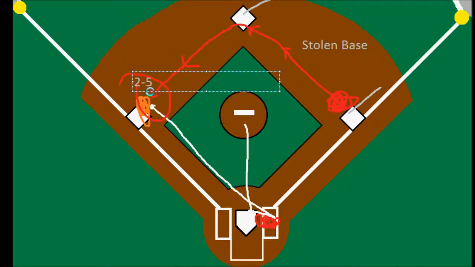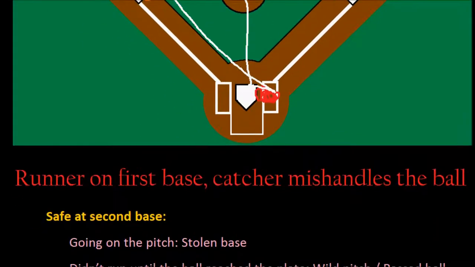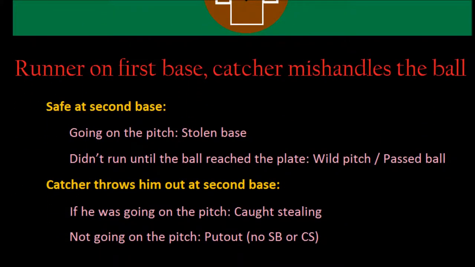And so this is a great little game you can play about odd situations and things going on like this. What was our situation here? We have a runner on first base, and the catcher somehow mishandles the ball. So you can bring in all these different scenarios based around this play. What if the runner is safe at second base, just like on this play? Well, was he going on the pitch? Yes, he was going on the pitch. So he would be credited with that stolen base, as Phillips was.